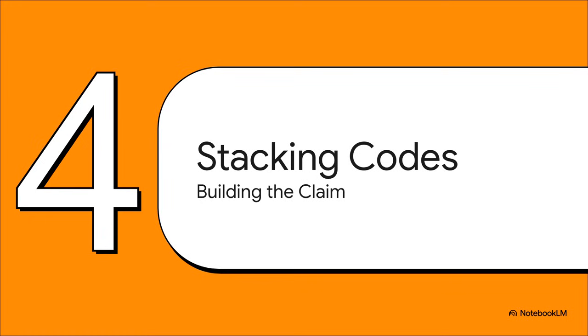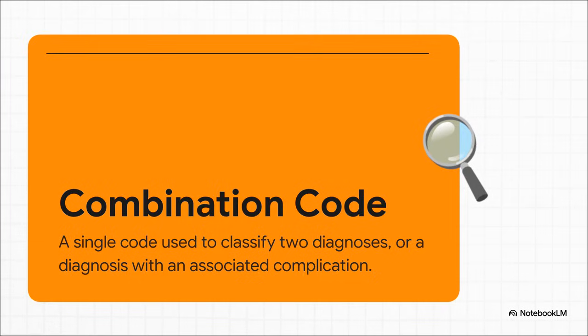Let's hit Part 4, stacking combination codes and building the claim. Now, what's really interesting here is how ICD-10-CM elegantly handles the domino effect of diabetic complications. It's all about integration. Instead of listing problems separately, like putting the diabetes code here and the kidney disease code way over there, a combination code embeds both the diabetes and its associated body system manifestation into one neat alphanumeric package. It's like a 2-for-1 deal.